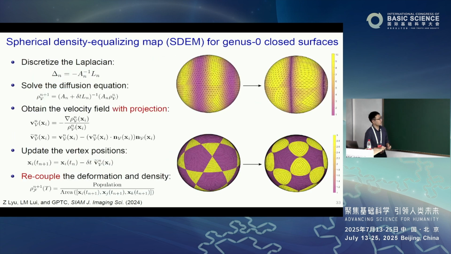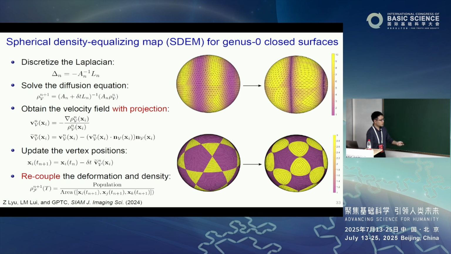So the formulation is quite similar to the previous one. We first discretize the Laplacian, then we solve the diffusion equation, and we obtain the velocity field. This time, one key thing is that we have to do a projection, of course, in order to prevent the points from going outside. We want to make sure that after we compute the velocity field, we allow the points to move, but they will still be moving on the sphere only. So we want to have this projection step.